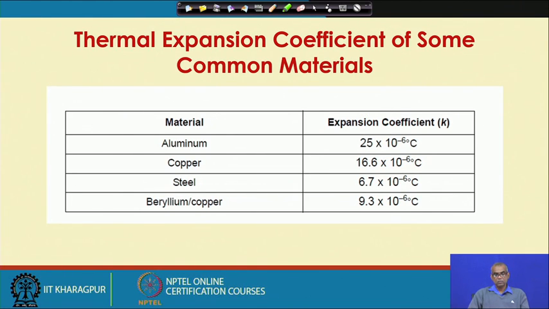Here we have expansion coefficient of some common materials: aluminum, copper, steel, beryllium copper. The order is all same, 10 to the power minus 6. Among these, aluminum has highest thermal expansion coefficient.